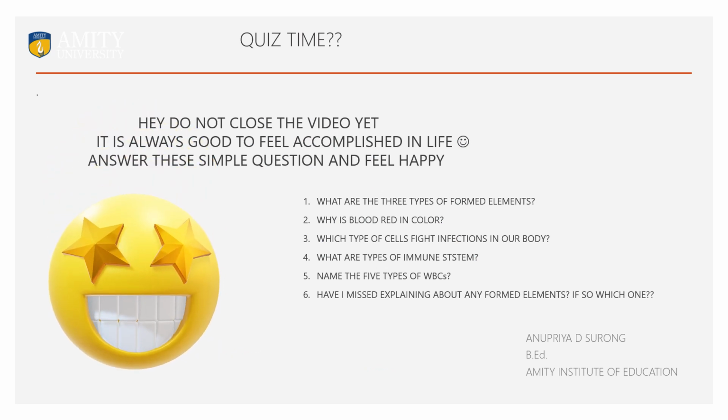Hey, do not close the video yet. It is always good to feel accomplished in life. Answer these simple questions and feel happy. So the first question is, what are the 3 types of formed elements? Number 2, why is blood red in color? 3, which type of cells fight infections in our body? 4, what are the types of immune systems that we have learned? 5th, name the 5 types of WBCs. And last but not the least, have I missed explaining about any formed elements? If so, which one?